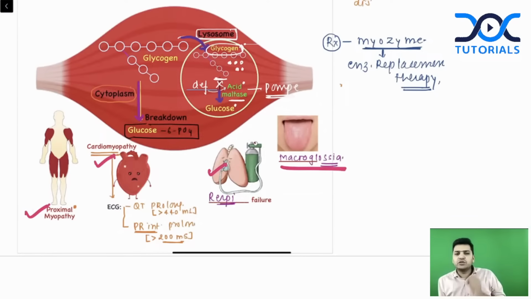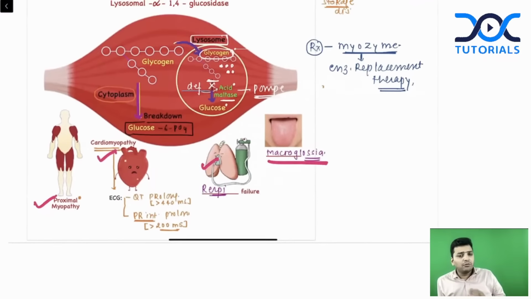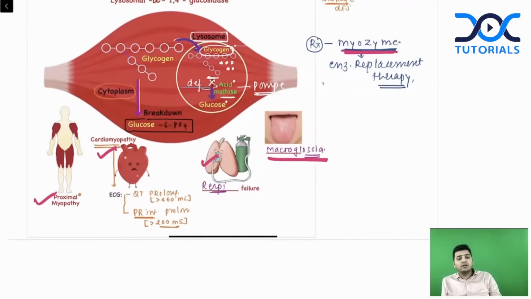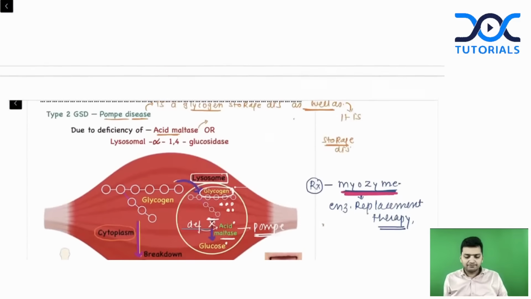So the glycogen storage diseases which are primarily affecting the muscles are mainly two, Pompe and McArdle. And it is going to be Pompe disease. And what is the treatment of this? The problem is this enzyme is not there in the muscle. So we are going to do the enzyme replacement, and that is called myozyme. This itself is an MCQ. What is the treatment of Pompe? Myozyme. We are going to give myozyme.